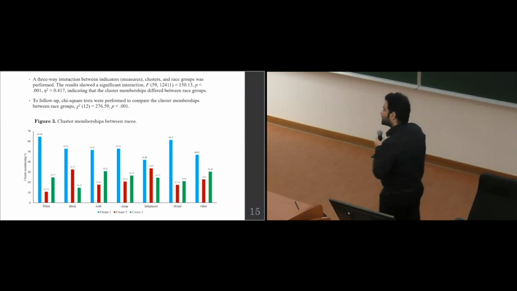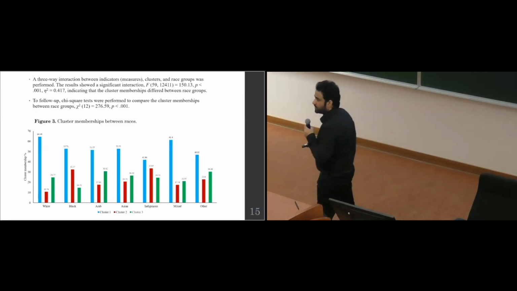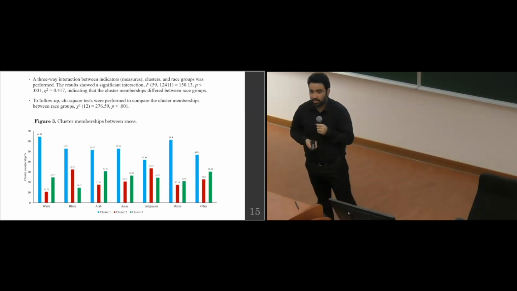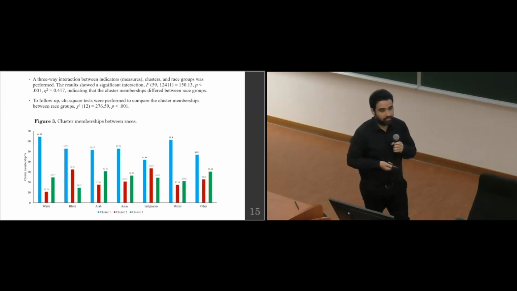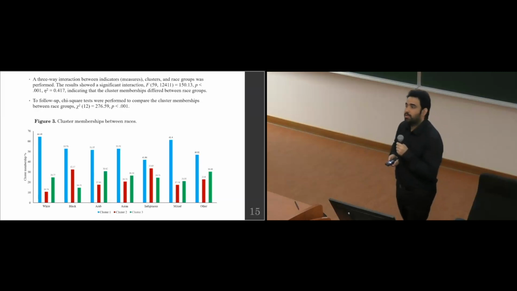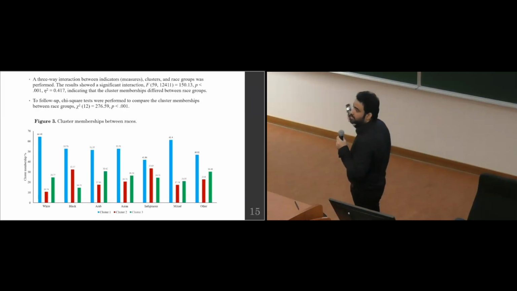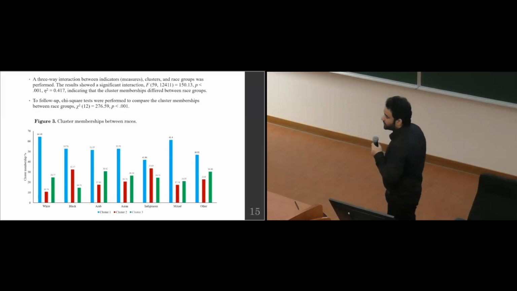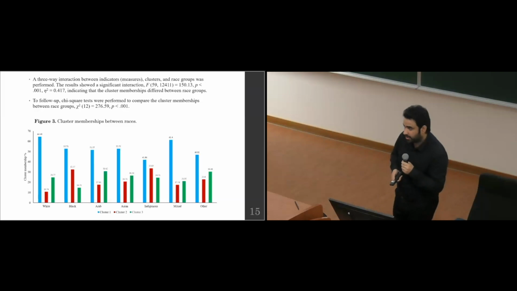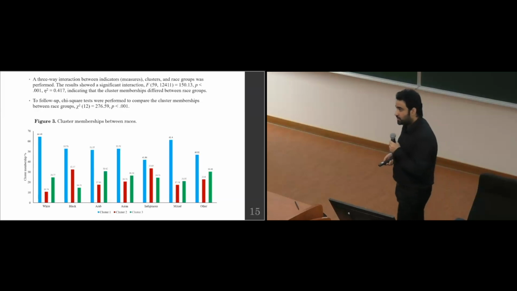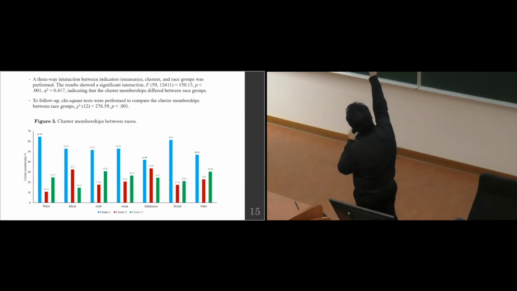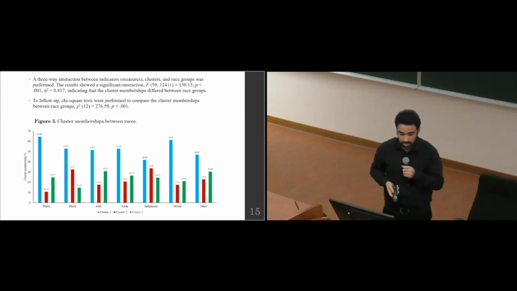As a follow-up, we wanted to compare the cluster membership between the racialized groups to see which racial group has more membership in these three clusters. So we conducted a three-way interaction between the cluster indicators, which were the measures that we had, and race groups. The results were significant, and the eta squared is 0.42. It means that there was a large effect size, because the sample size was very large, right?